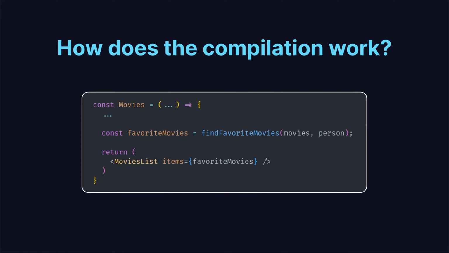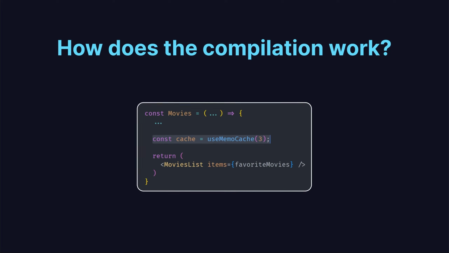So what exactly does the compiler do in this case? It doesn't use useMemo or useCallback at all. Instead, the compiler manually caches the values and reuses them if dependencies stay the same. In our example, it will first obtain a cache with a predetermined size. It calculates this size during compilation, and in our case, the cache will contain three items: the movies, the person, and the computed favorite movies.